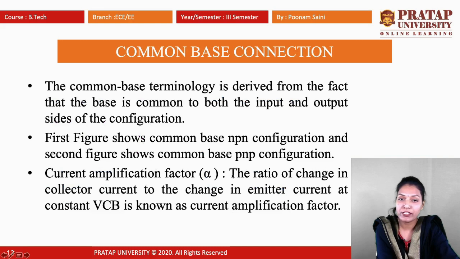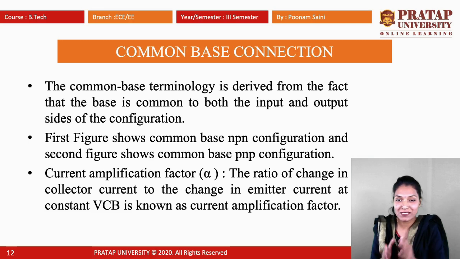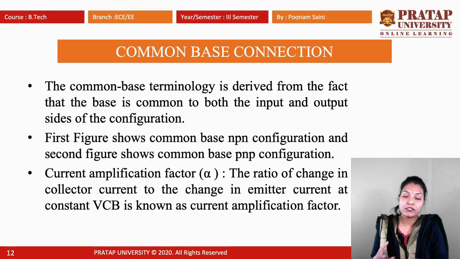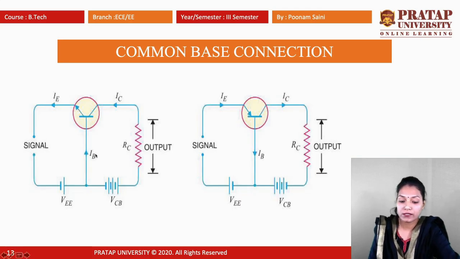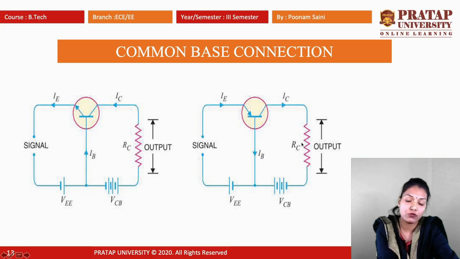The current amplification factor, that is alpha, is the ratio of change in the collector current, IC, to the change in the emitter current, IE, at constant collector base voltage VCB. That means alpha is equal to IC upon IE. In this figure, the first is NPN and the second is PNP. The base is common in input as well as in output in both NPN and PNP.